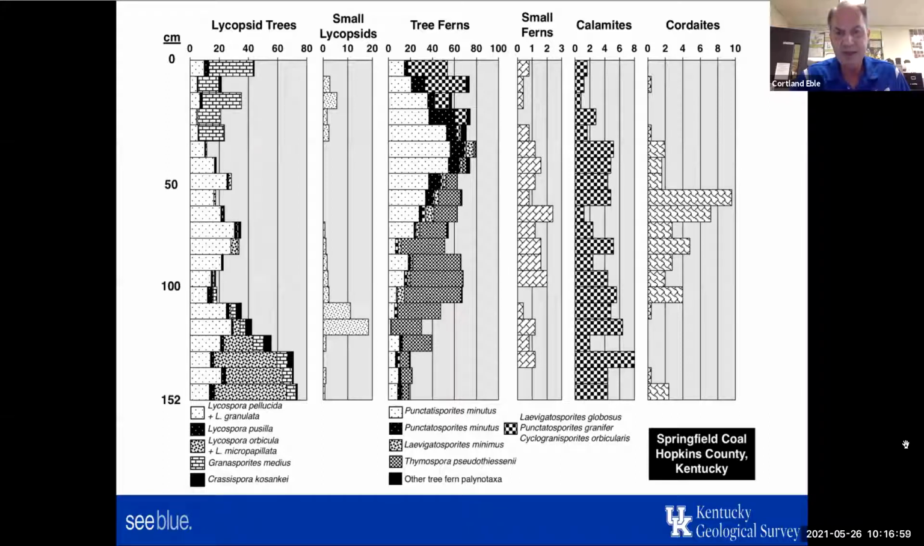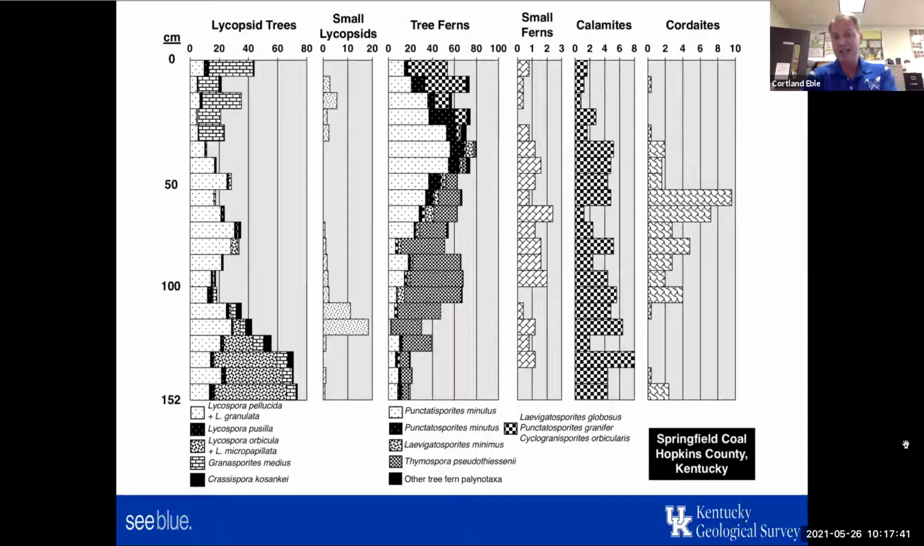And then you see an expansion of tree ferns through the rest of the coal, importantly Thymospora pseudothiessenii, which is then replaced by Punctatisporites minutus. At the very top, you see what we call thick-walled tree fern spores, which go by a variety of different genera, and we see a pulse of Granasporites come in. So when you take the time and break the coals down, you can see a great deal of change that's reflecting environmental change as the swamp matures and ultimately demises.